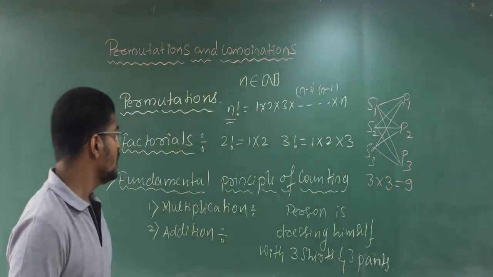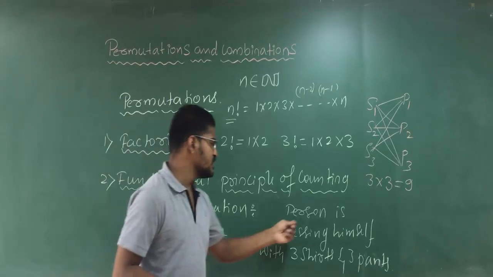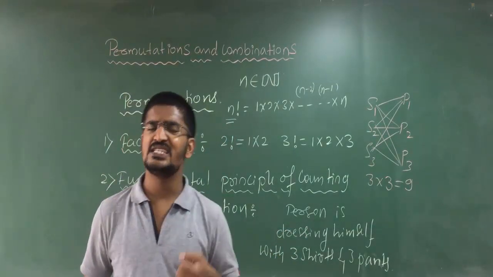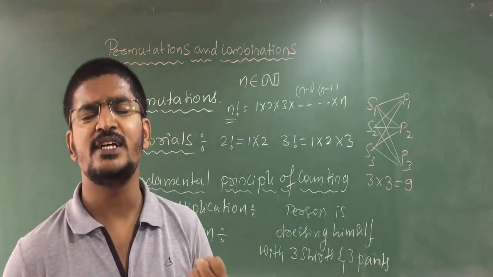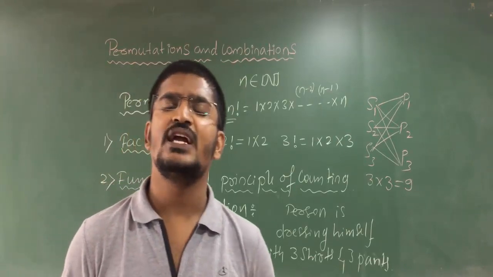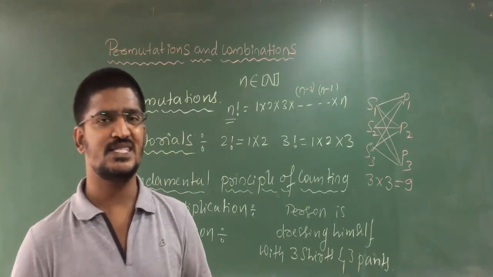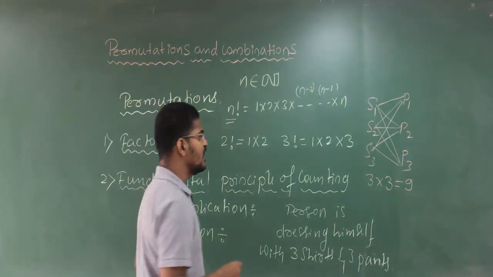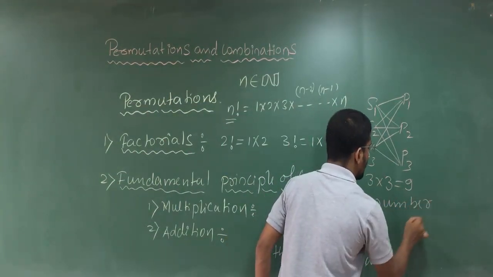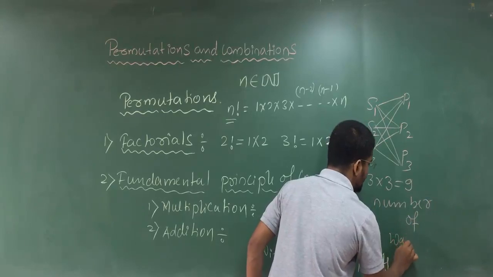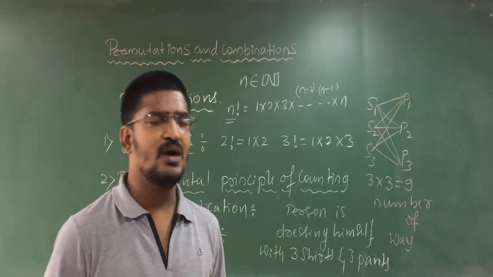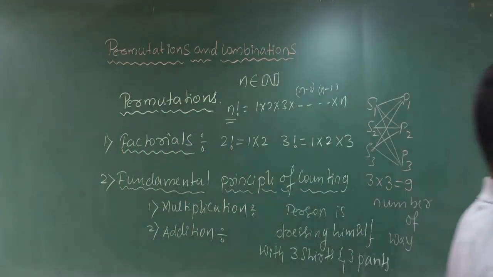Clear? Next, here we got to know that if the person is dressing himself with 3 pants and 3 shirts, the total number of ways is 3 into 3, that is 9 number of ways to complete dressing up. Clear, students? So this is the fundamental principle of multiplication.